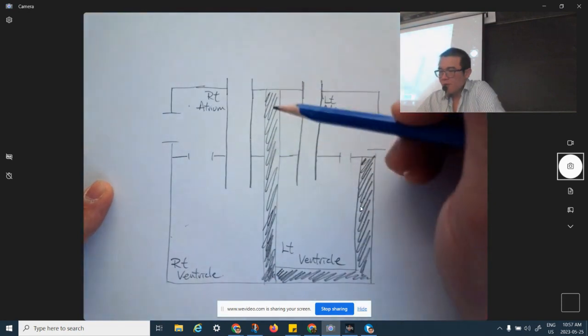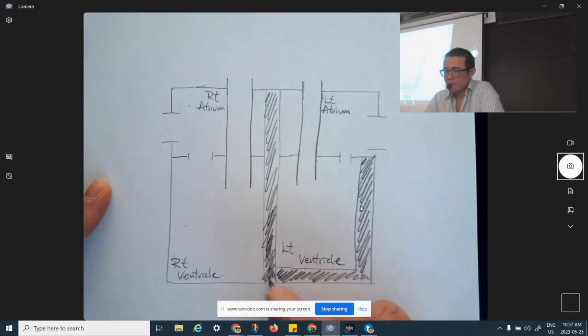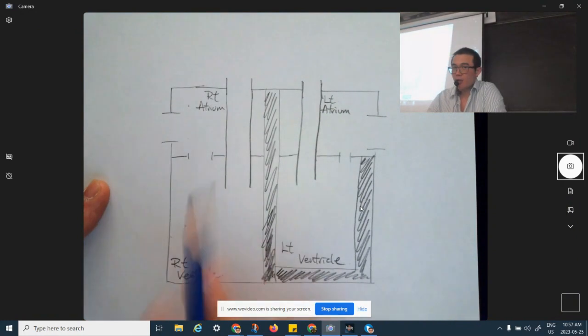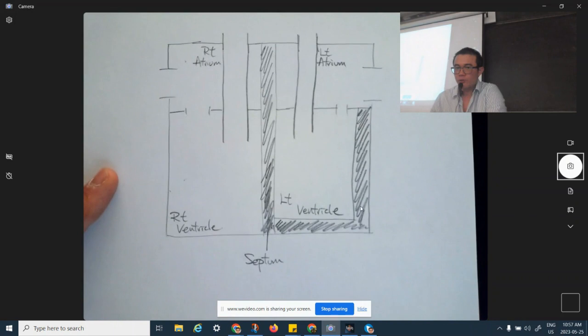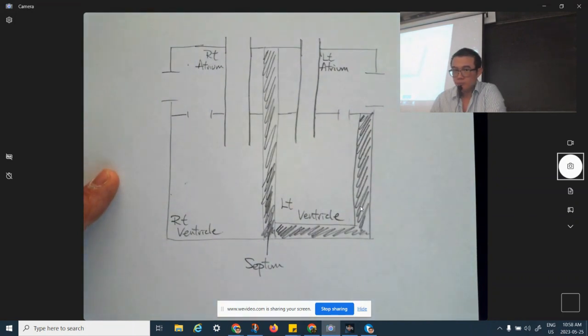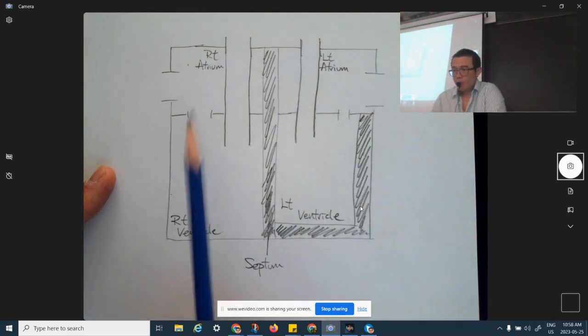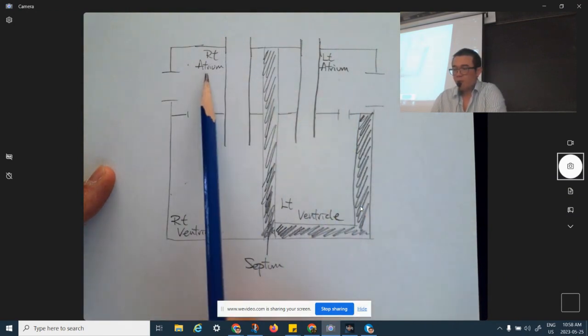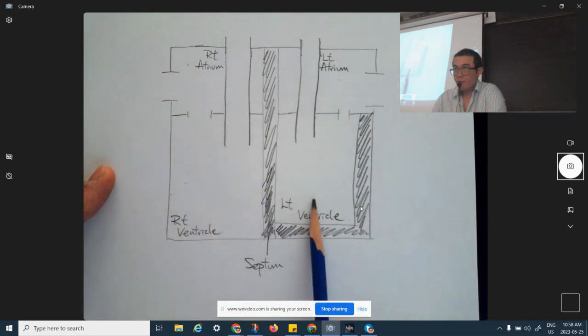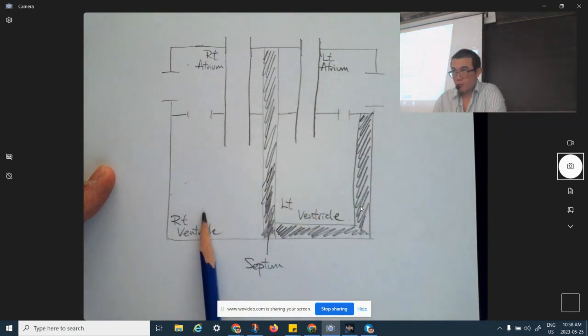Now, this here is a wall that separates the right side of the heart from the left side of the heart. This wall is called the septum. It is a Latin word, really meaning wall. Okay. So, the four chambers: right atrium, left atrium, left ventricle, right ventricle.